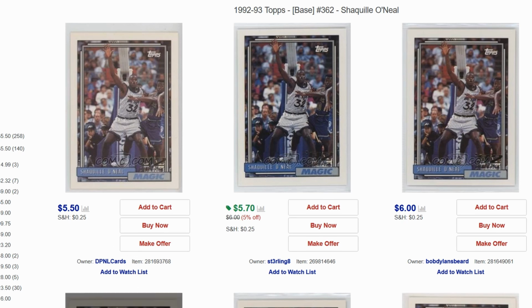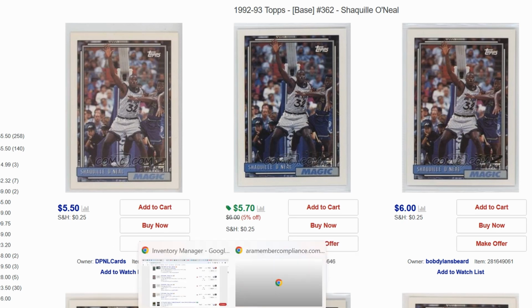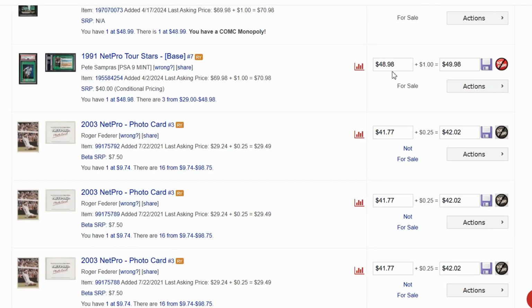So if we go back to this example on my COMC, let's say I had bought this card off the market, this Pete Sampras PSA 9, this shipping would be paid, so it'd say plus 0. So if I listed this for $49.98 plus 0, instead of me getting paid based on $48.98, I'd get paid based on the entire balance. So nobody is paying shipping a second time.